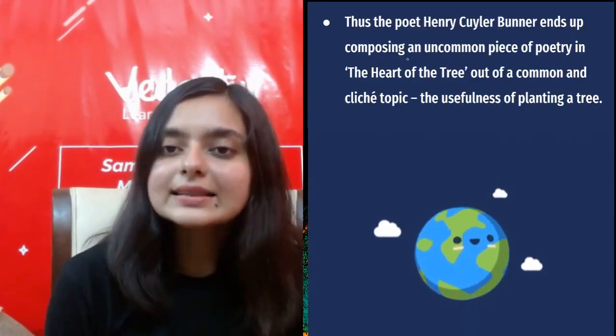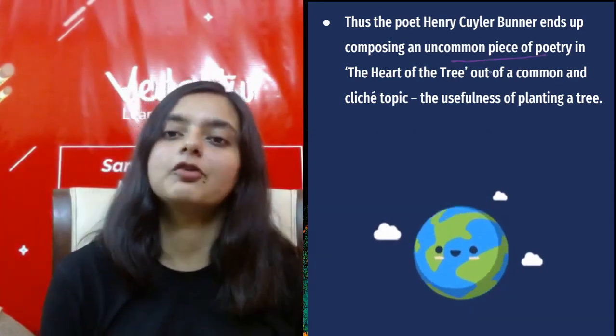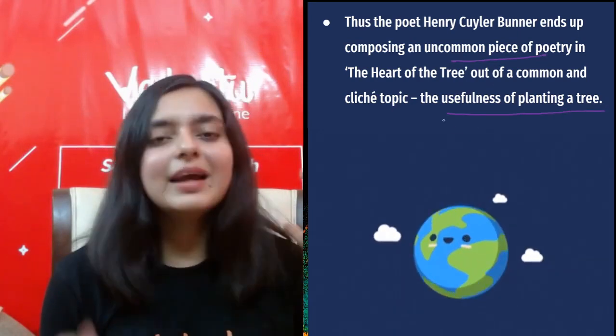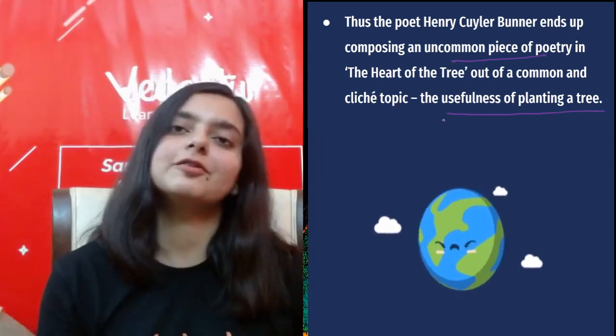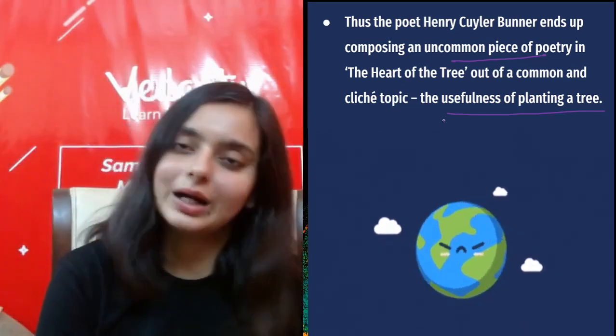So the poet ends up composing an uncommon piece of poetry out of a common topic, that is the usefulness. It's a very common topic, right? The usefulness of planting a tree. But look at how beautifully the poem has been constructed.